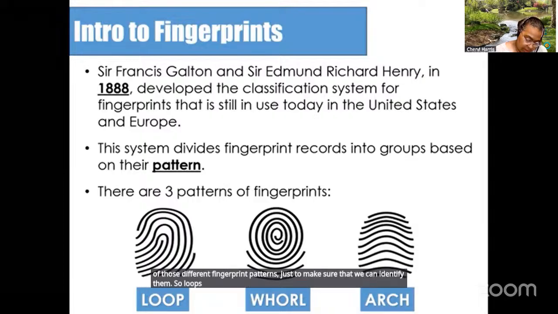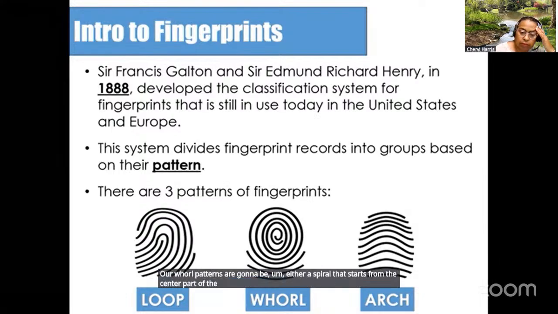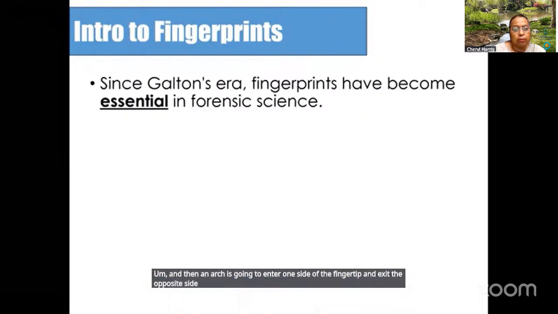So loops are going to enter one side and exit the same side. Our whorl patterns are going to be either a spiral that starts from the center part of the fingerprint and works its way out, or they're concentric circles. And then an arch is going to enter one side of the fingertip and exit the opposite side.